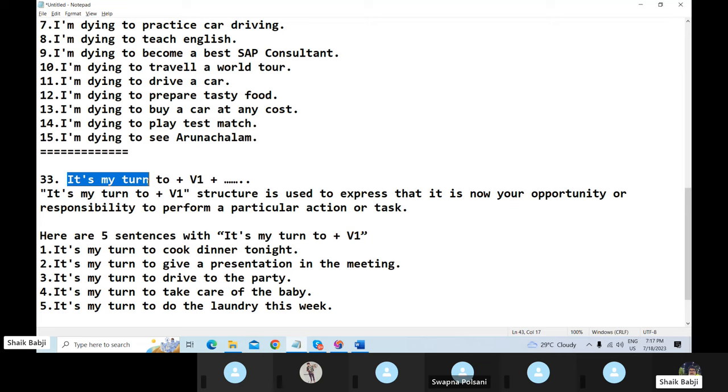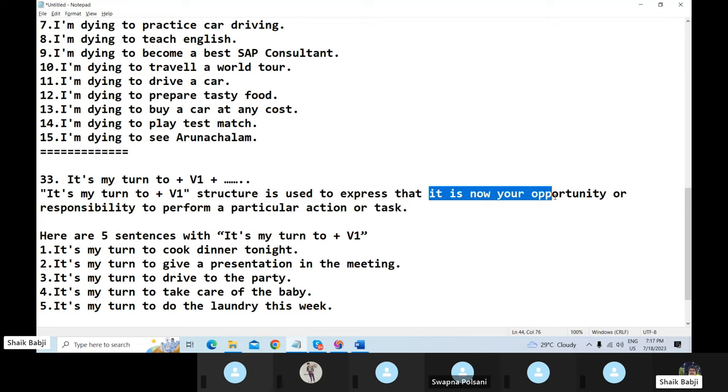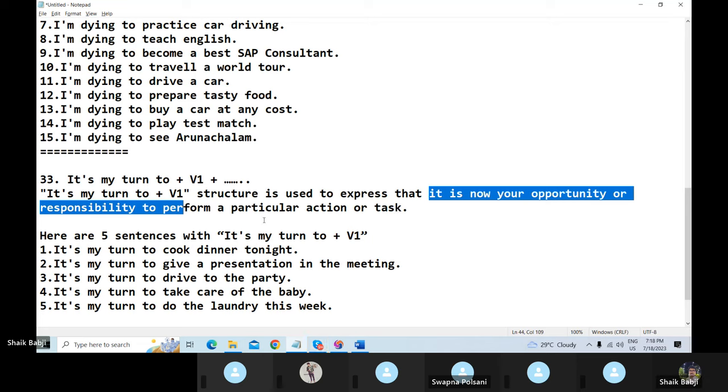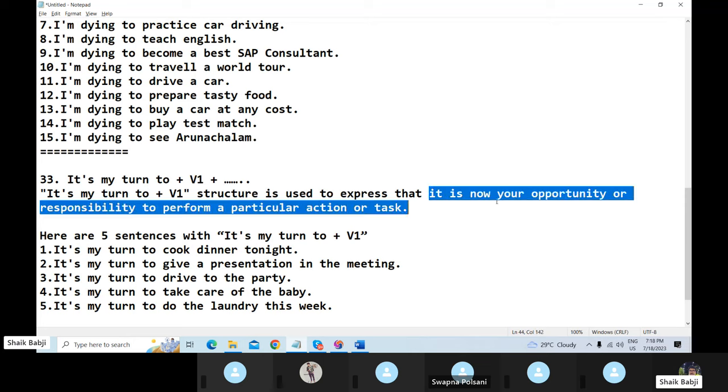For which purpose can we use this? This structure is used to express that it is now your opportunity or your responsibility to perform a particular action or a task, which means it now turns to your chance. It's now your opportunity or responsibility to perform a particular action or task.